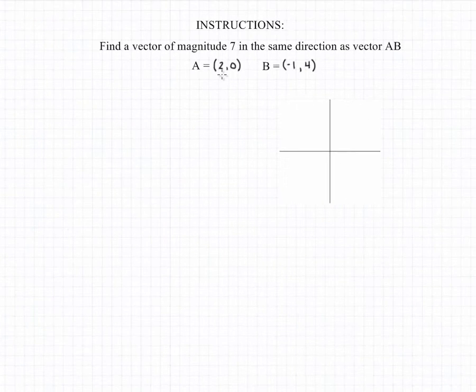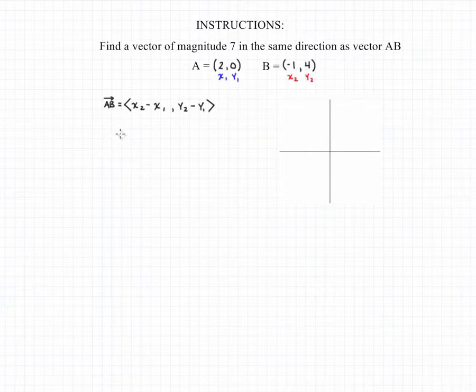The way we're going to approach this problem is to determine the unit vector that's in the same direction as vector AB, and then multiply that unit vector by 7 because we know it has a magnitude of 1. So the first thing we need to do is to determine what vector AB actually is. And we can think about that as the instructions for getting from point A to point B.